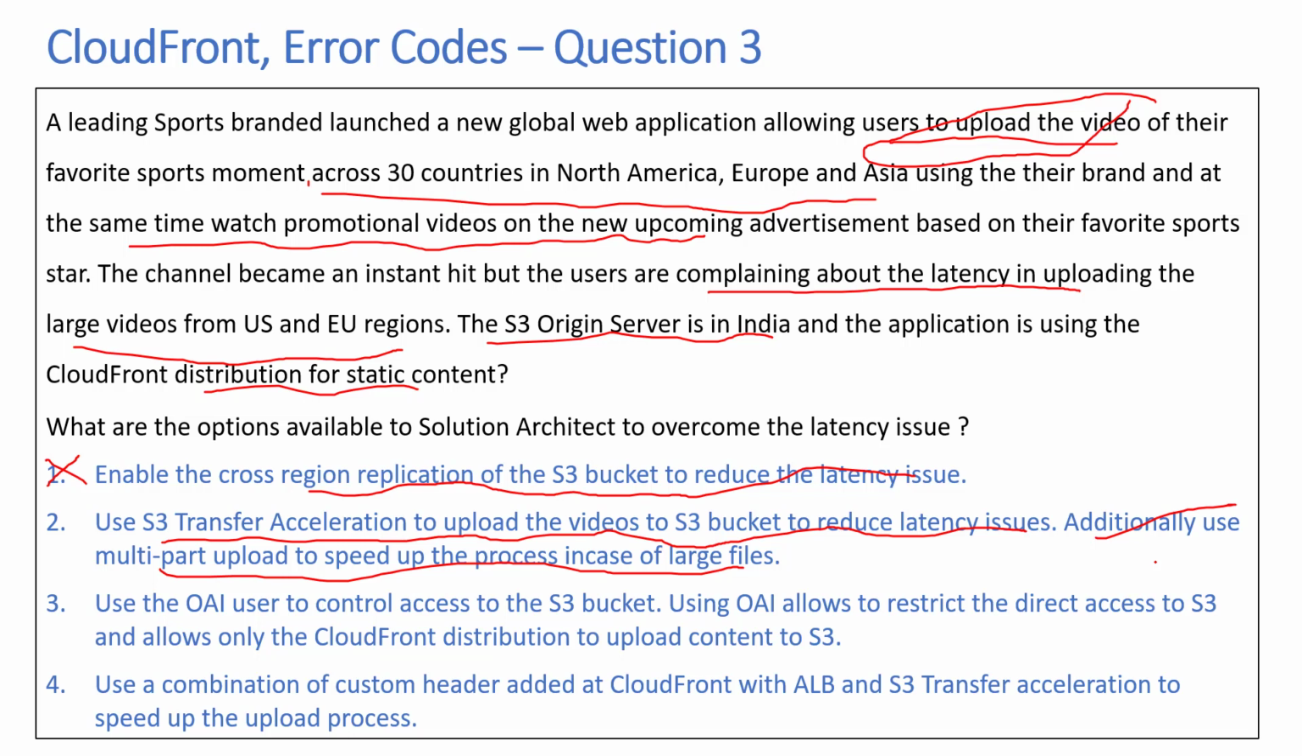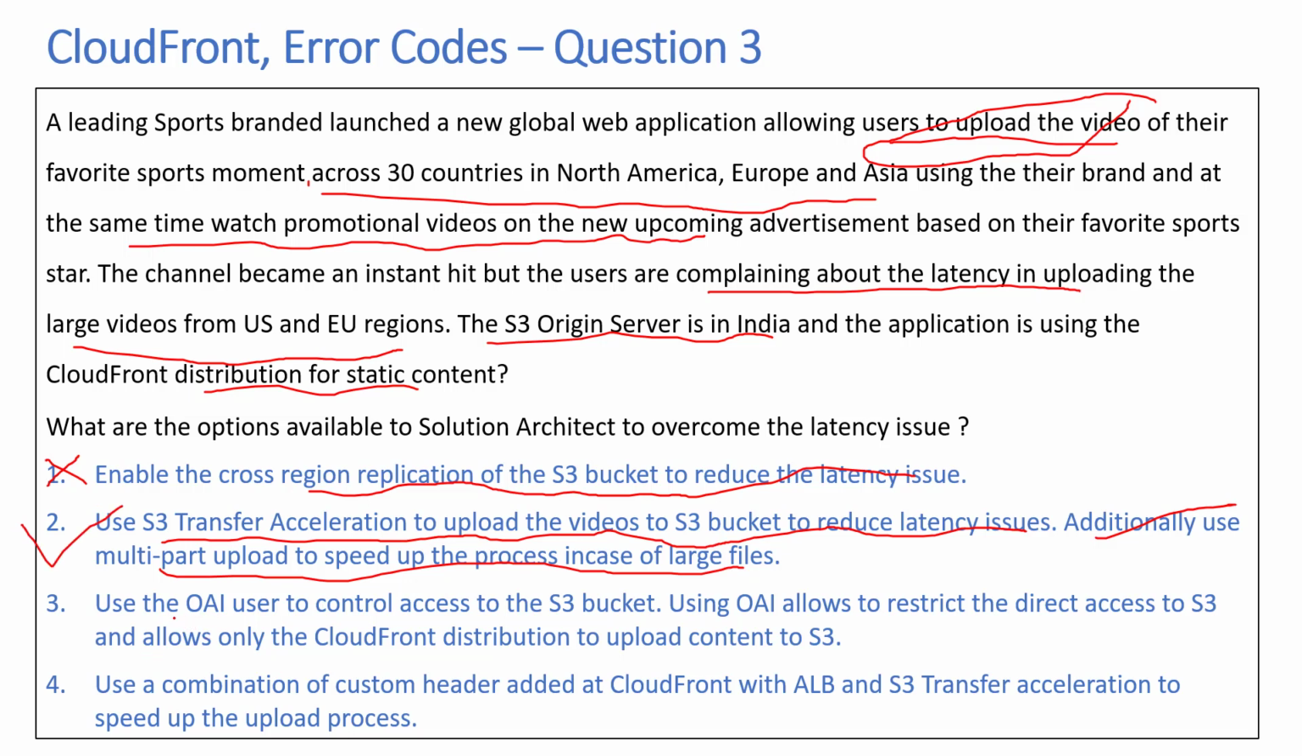The second one is use multi-part upload to speed up the process in case of large files. So multi-part upload can definitely help you speed up the process. I think AWS recommends if it's more than 5 MB, you should use multi-part upload to speed up the upload process. Okay, so this is definitely correct.